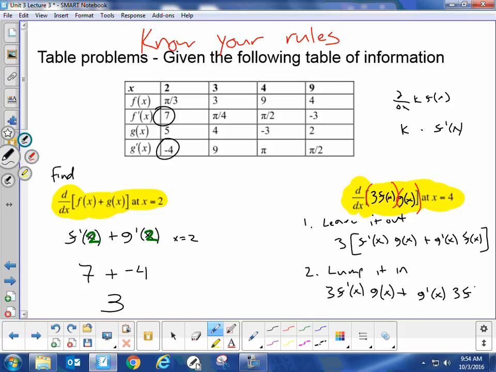So all of a sudden, the 3 ends up getting naturally distributed when you use the product rule and you lump the 3 in. It's up to you how you want to deal with it. Sometimes I like to leave the 3 out, the constant out. Sometimes I lump it in, depending on the situation. Usually I'm a lumper. Okay, now you guys practice getting the information off of your table and finding this value at x equals 4.